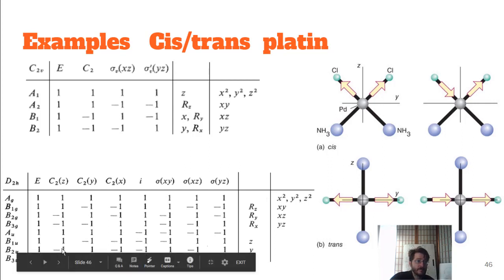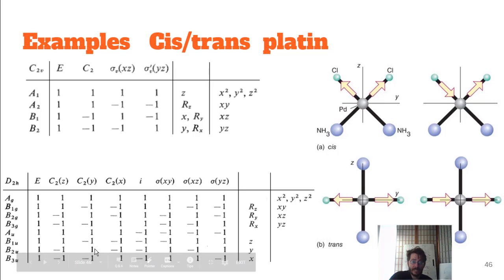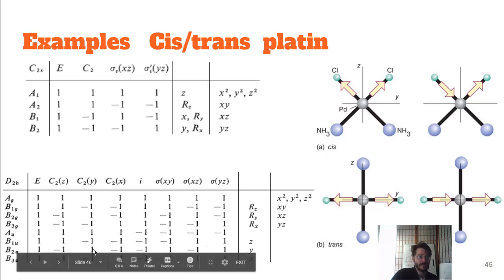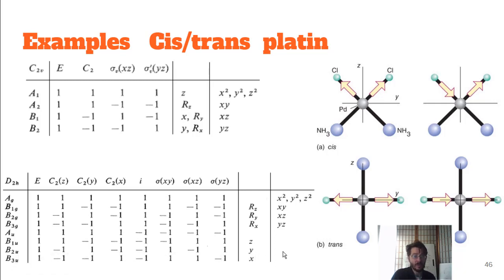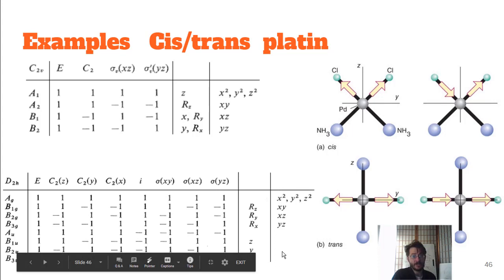So anti-symmetrical with respect to that, symmetrical with respect to the y-axis, so it's going to be B2g or B2u. And then we take a look at inversion, so it would be anti-symmetrical with respect to inversion, and so it would be B2u. And so we know that this is a B2u, and we can see that B2u is IR active, but not Raman active. And so we would expect it to have these two stretches.